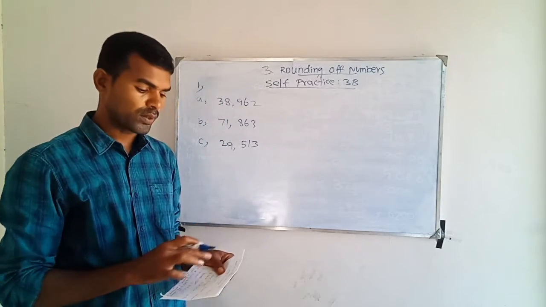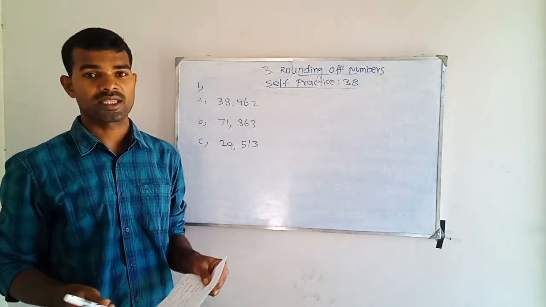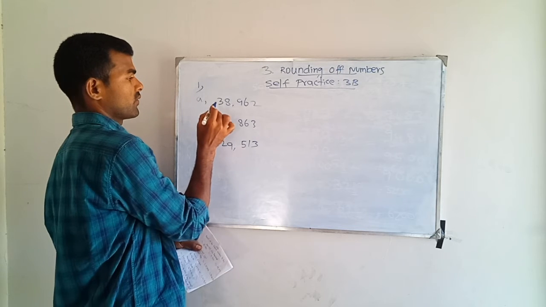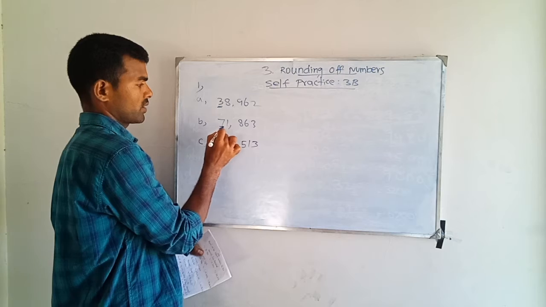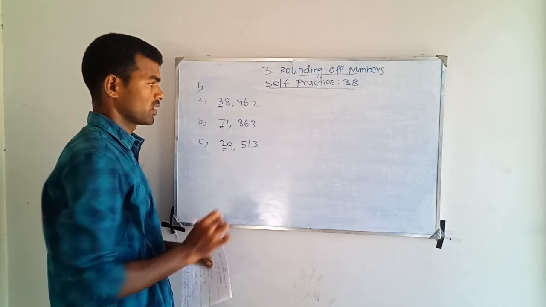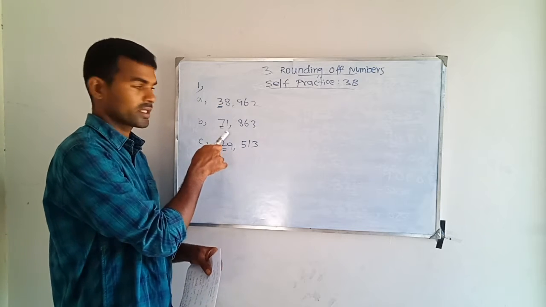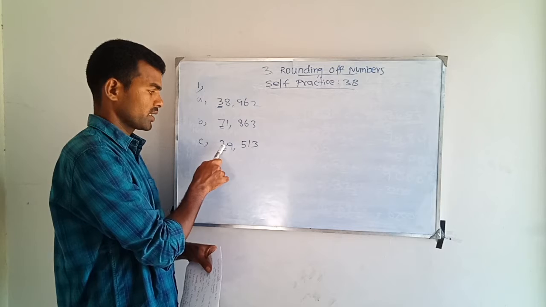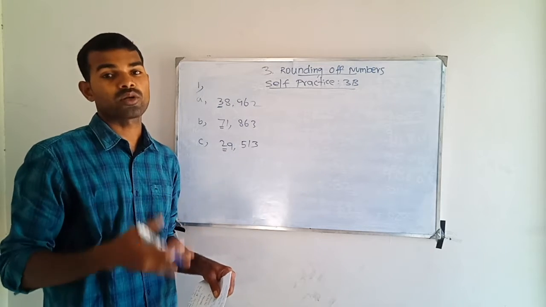See the first question: round off the following numbers to the nearest 10,000. So which is the 10,000 place? Ones, tens, hundreds, thousands, 10,000. We have to round the number to this place, the fifth digit, whether it's 30,000 or 40,000, 70,000 or 80,000, 20,000 or 30,000.